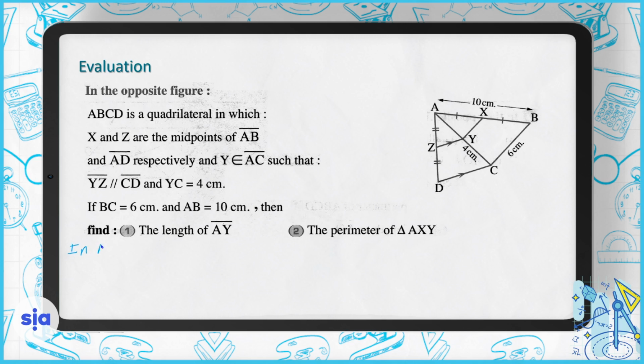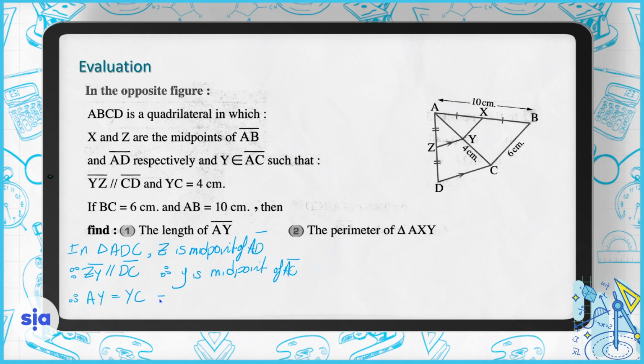In triangle ADC, where Z is the midpoint of AD, and also ZY is parallel to DC, therefore Y is the midpoint of AC. Therefore, AY is equal to YC is equal to 4 centimeters.